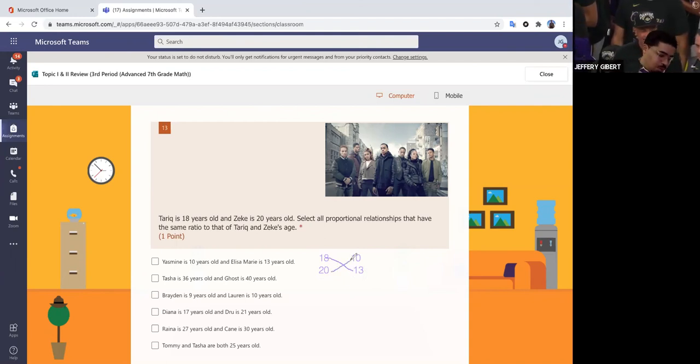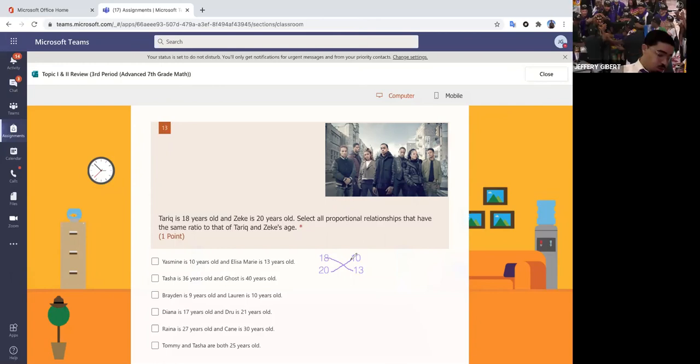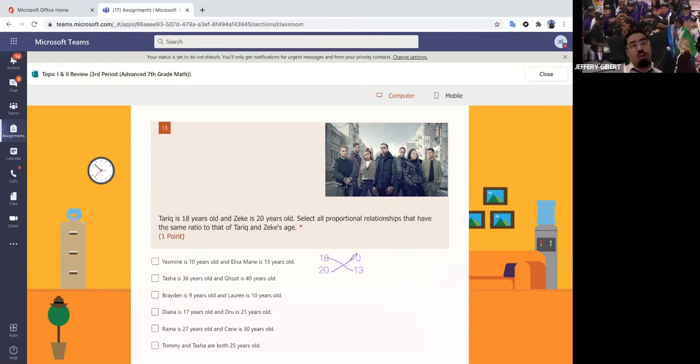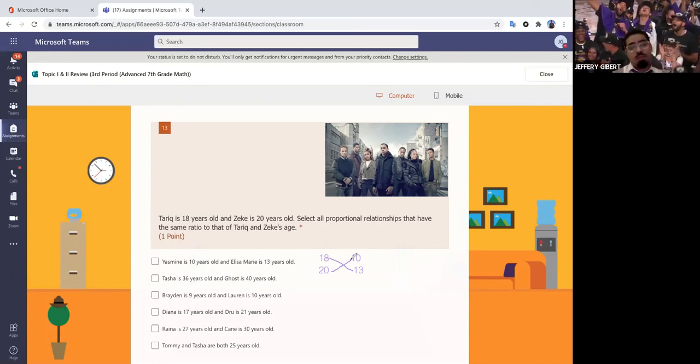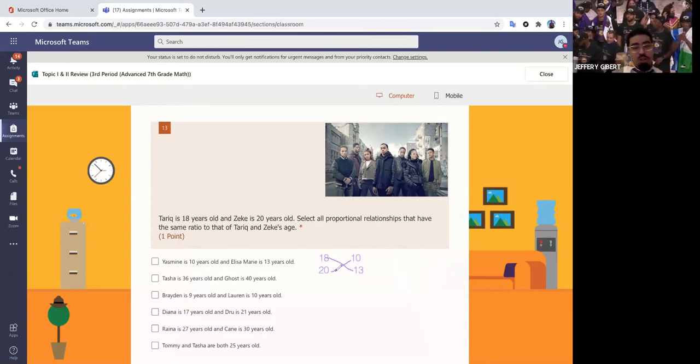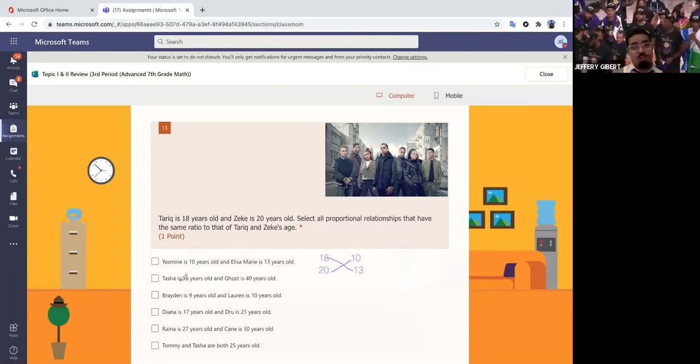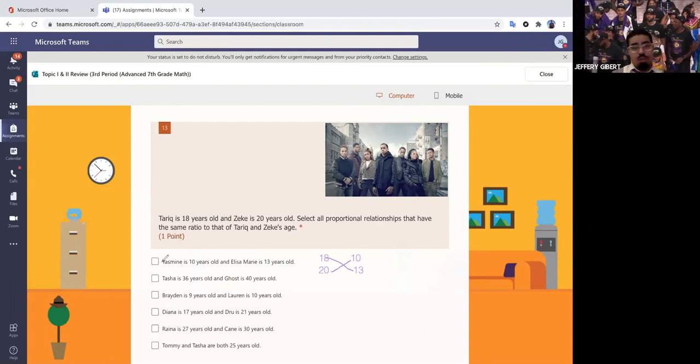So 18 times 13 is 54. No, whoops, hold on, that's not right. 18 times 13 is 234. 20 times 10 is 200. So, Khalees, is 200 equal to 234? What you said? Is 200 equal to 234? No. That means this one's not right.